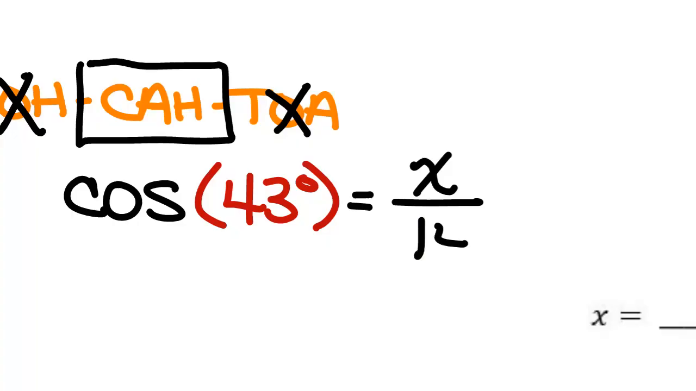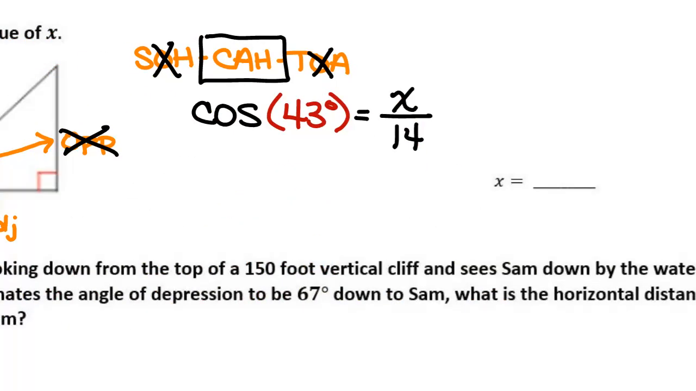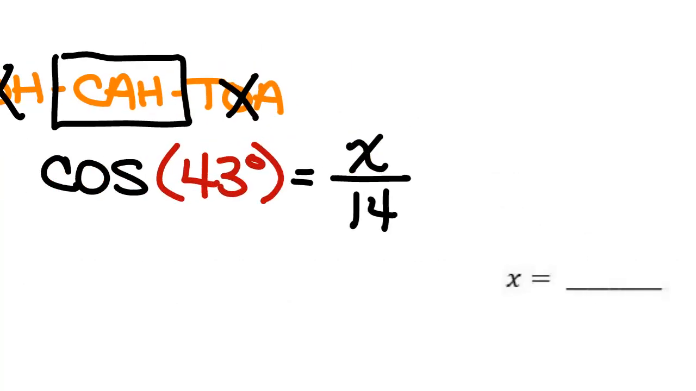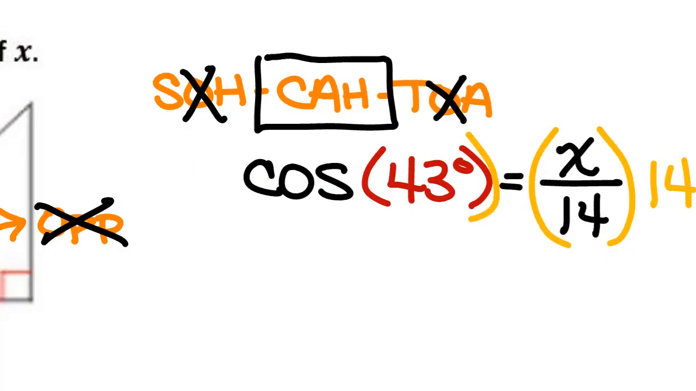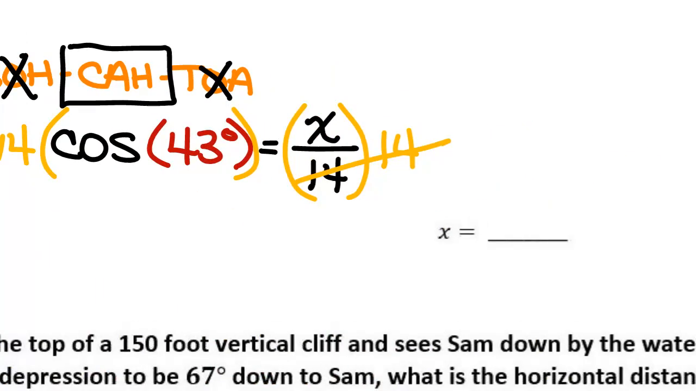Adjacent over hypotenuse. What would I do to this to get the x all by itself? Multiply by 14 on both sides. Yep, multiply both sides by 14. Over on the right, that's going to cancel my denominator out.